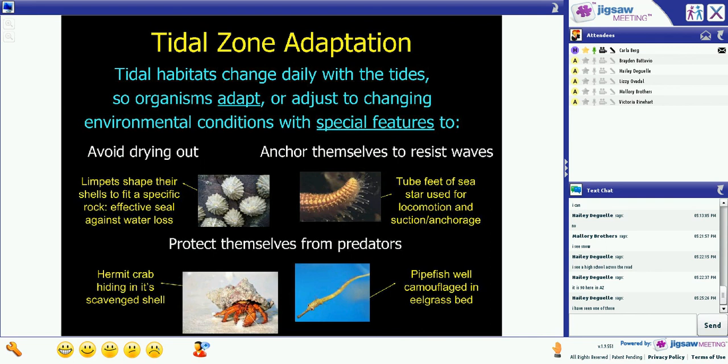Can anybody come up with another example of an organism that uses camouflage on a beach? Brayden, go ahead.